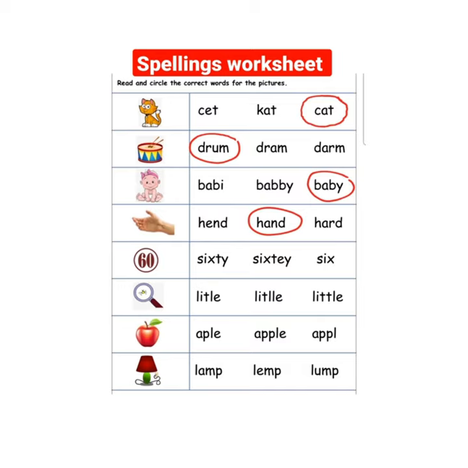Next one is sixty, S-I-X-T-Y, sixty. Next one is little, L-I-T-T-L-E. The correct spelling is L-I-T-T-L-E. Next one is apple, A-P-P-L-E, apple. And the last one is lamp, L-A-M-P, lamp.